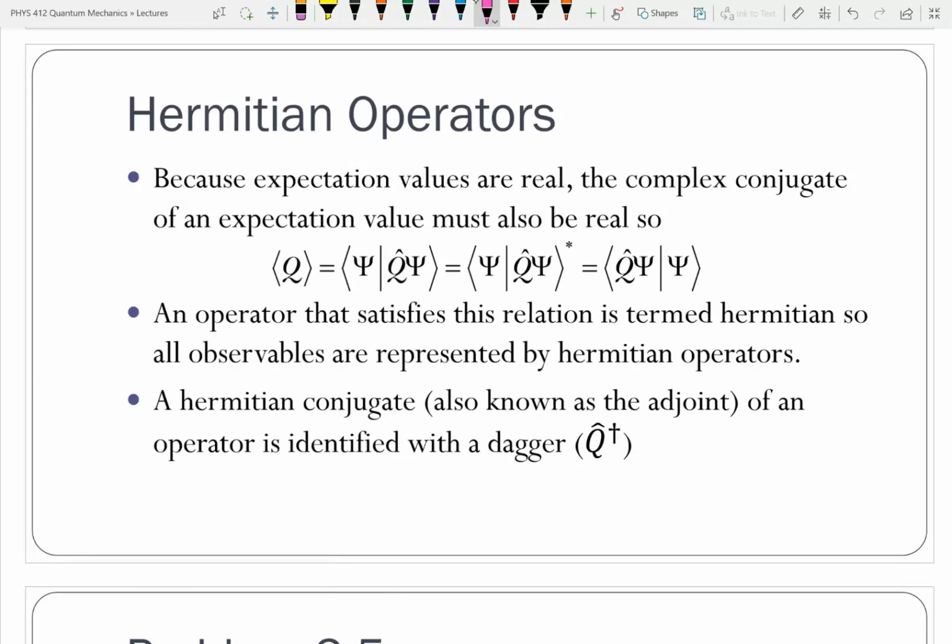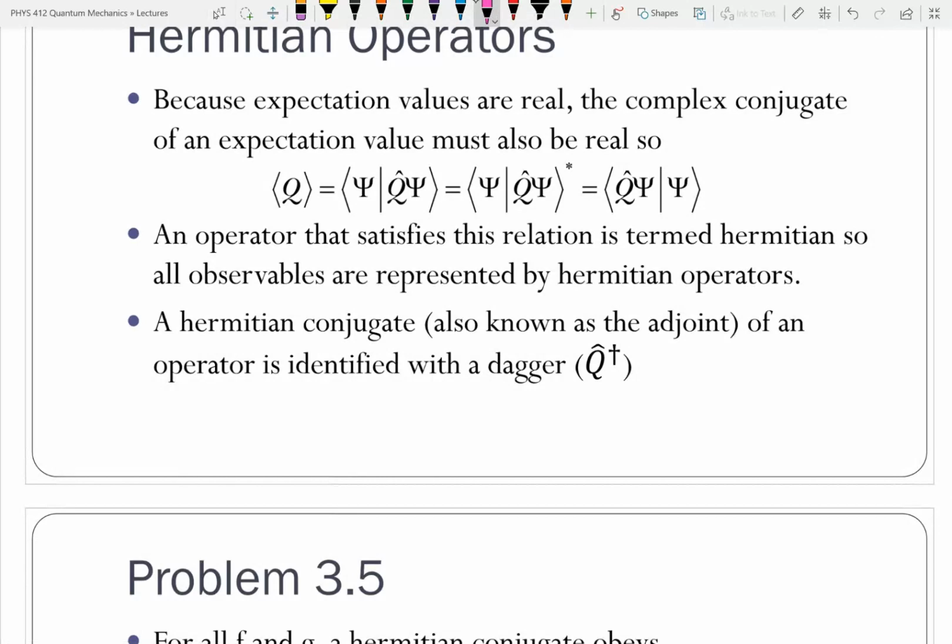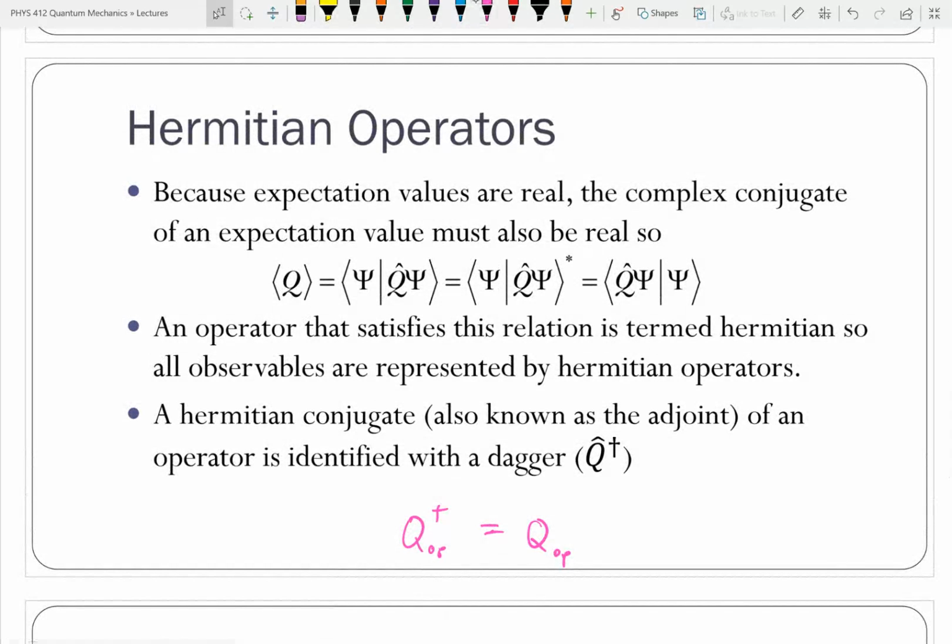The Hermitian operator is defined such that, okay, Q operator dagger is equal to Q operator. That's what defines a Hermitian operator. But then we have to say, what in the world is that dagger? Well, that dagger means that we're finding the Hermitian conjugate, also known as the Hermitian adjoint. So a Hermitian operator is an operator where the Hermitian adjoint is equal to the original operator.